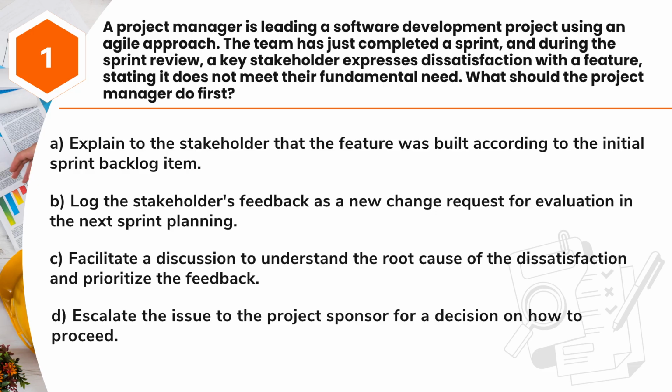A. Explain to the stakeholder that the feature was built according to the initial sprint backlog item. B. Log the stakeholder's feedback as a new change request for evaluation in the next sprint planning. C. Facilitate a discussion to understand the root cause of the dissatisfaction and prioritize the feedback. D. Escalate the issue to the project sponsor for a decision on how to proceed.